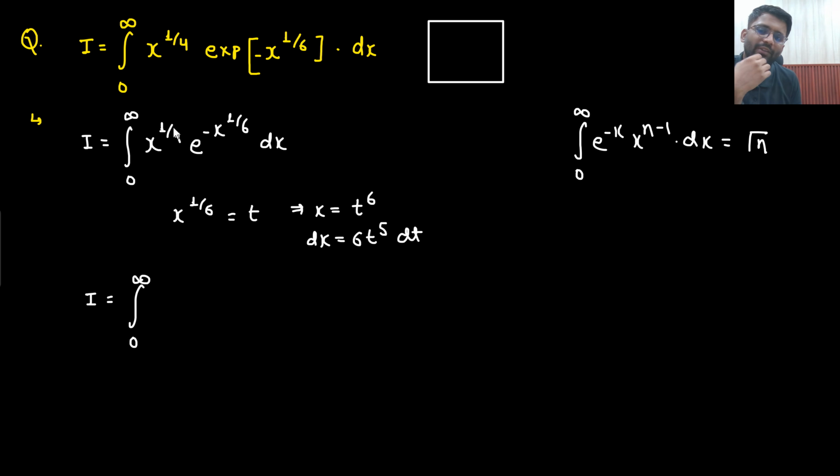And what will be x to the power 1 by 4? x is t to the power 6, so x is t to the power 6, to the power 1 by 4, e to the power minus t dot dt.